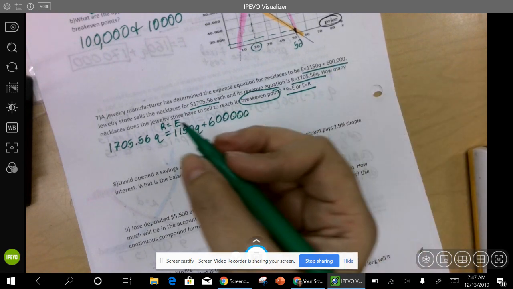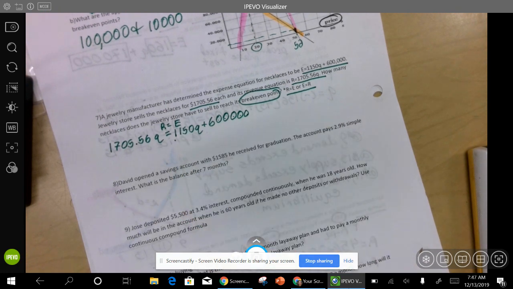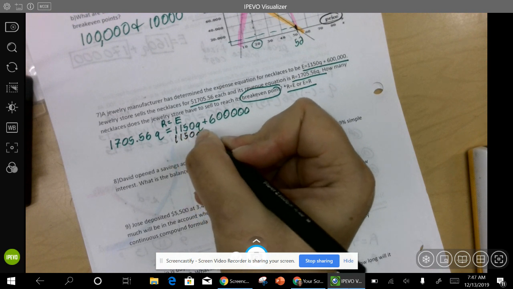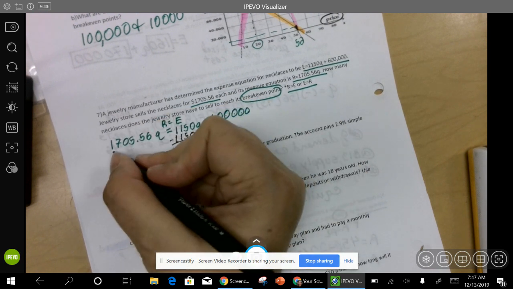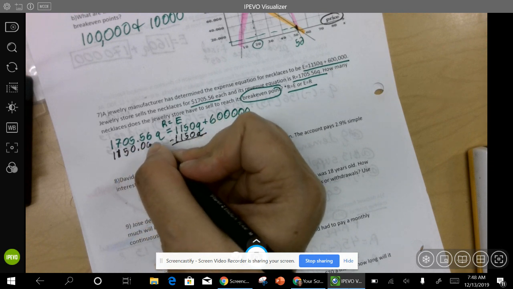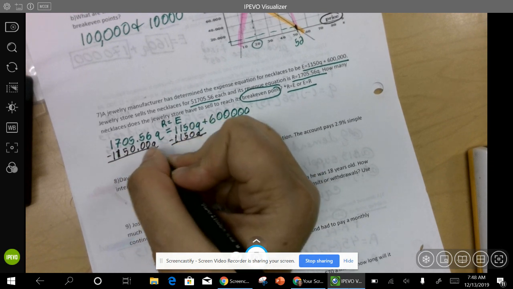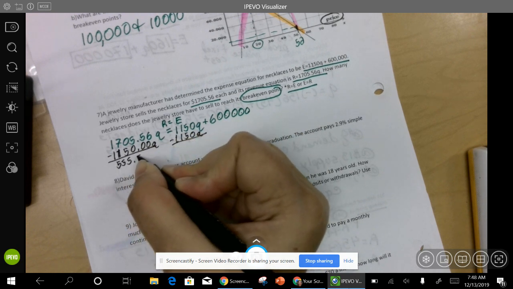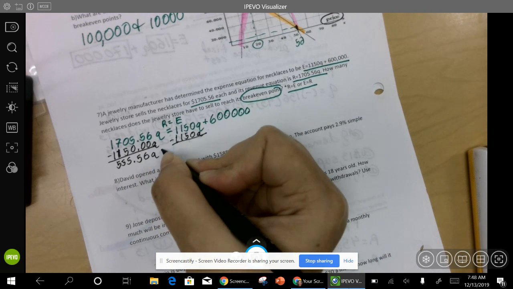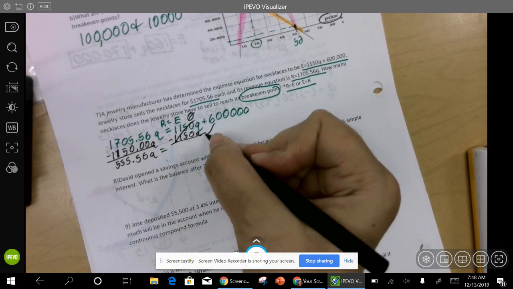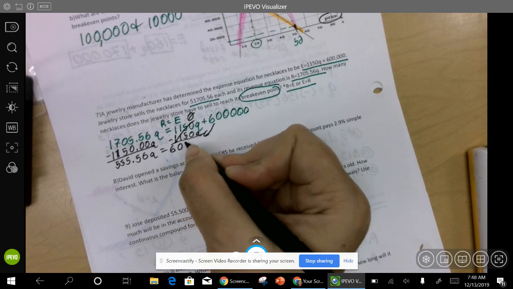Okay, 5 zeros. I'm going to subtract the quantity from each side. So I need to get the Q's all on one side because I'm solving for the quantity. I need to know how many are demanded at the break-even point. I got $555.56. Okay, and these are going to cancel out. That would be 0. So then we bring down that 600,000.